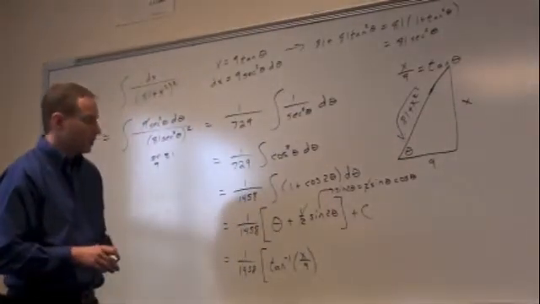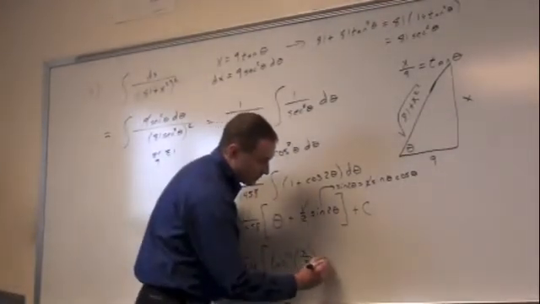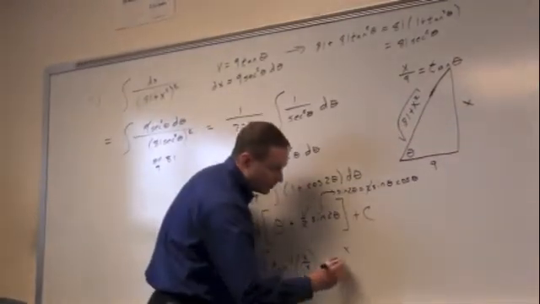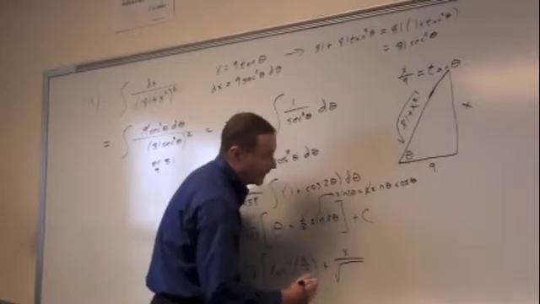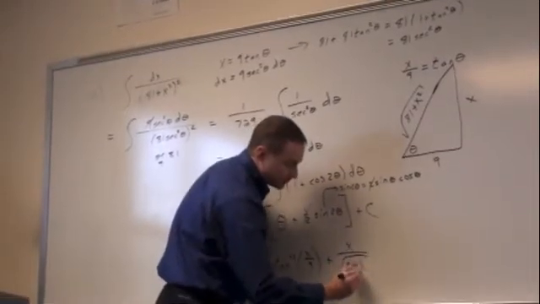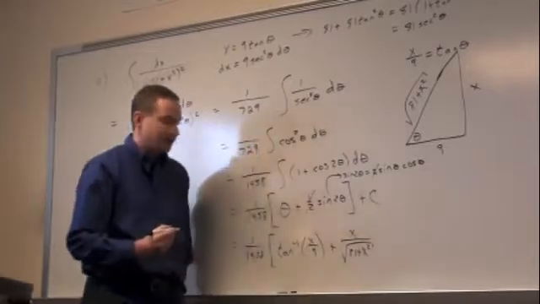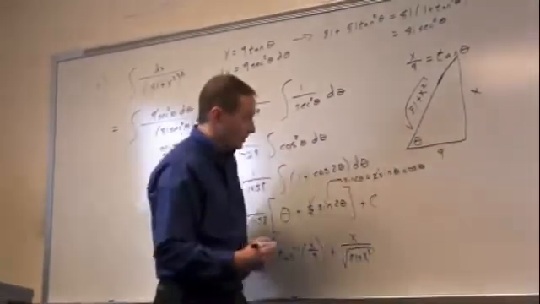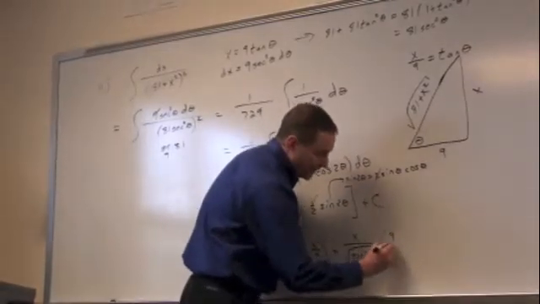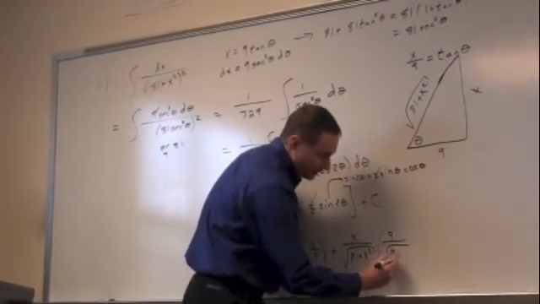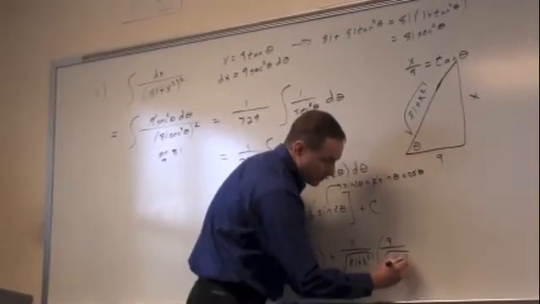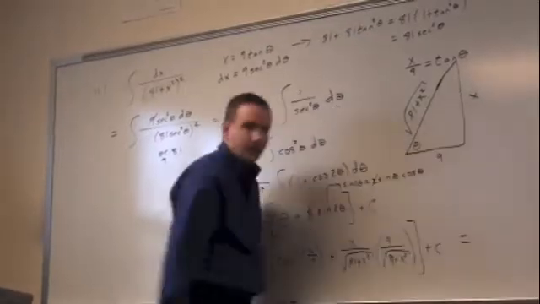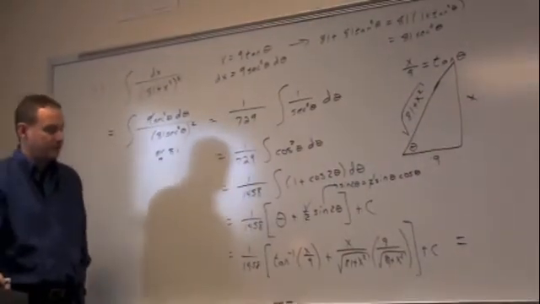So sine theta is opposite over hypotenuse, x over the square root of 81 plus x squared. That's the sine of theta, times the cosine of theta, adjacent over hypotenuse, 9 over the square root of 81 plus x squared, plus c.